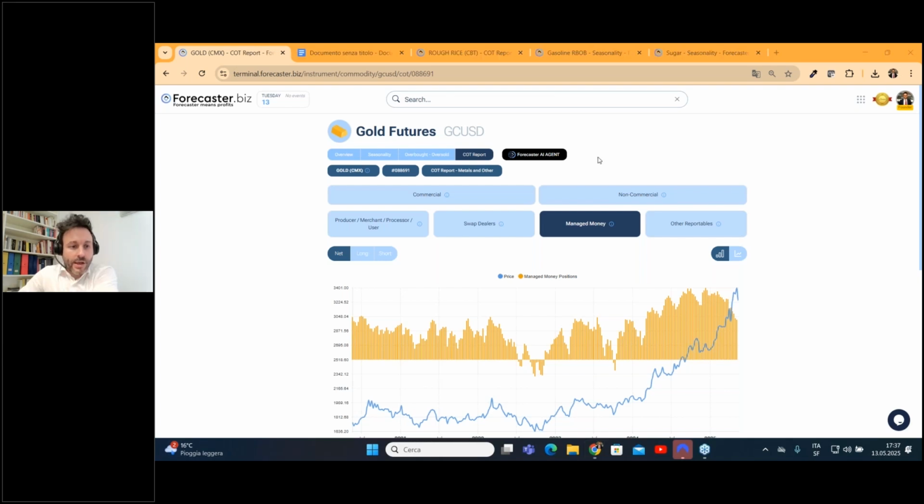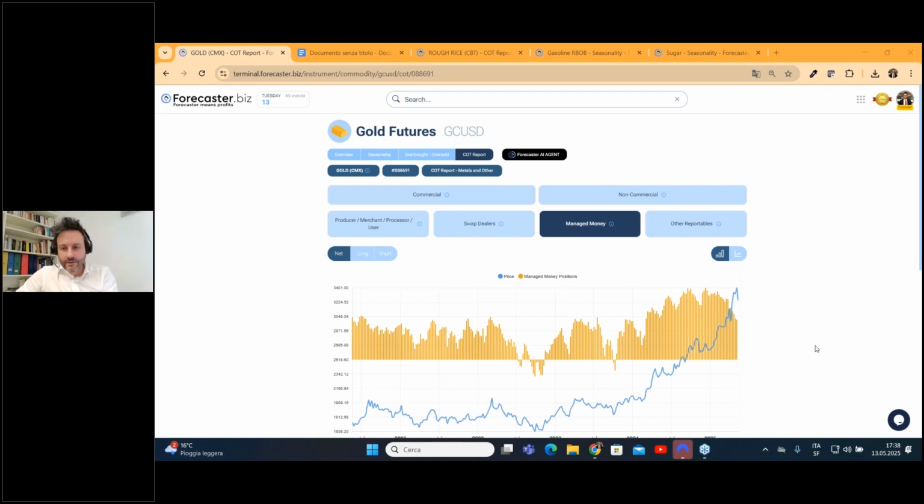On the gold, we have a divergence because, as you wrote in the chat, if the managed money was selling their position in gold and the price was going up, isn't this a bearish divergence? Did I misunderstand something?